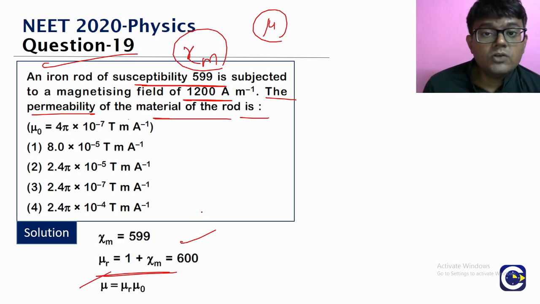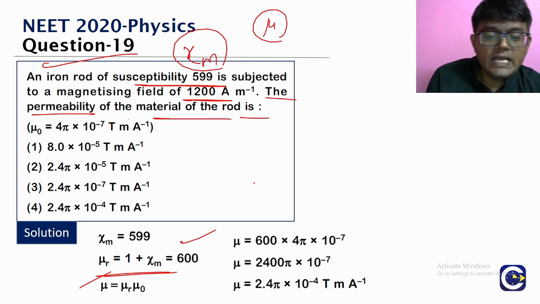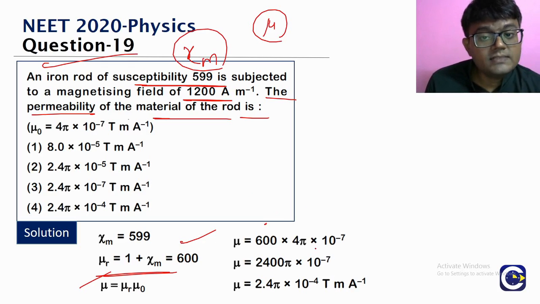What is the mu value? Mu is equal to mu r into mu naught, right? Permeability of any medium is equal to relative permeability into the permeability of the vacuum or free space, mu naught. So now this mu r is 600, and mu naught is 4 pi into 10 power minus 7. We just have to substitute. So what are you going to get? 600 into 4 pi into 10 power minus 7.